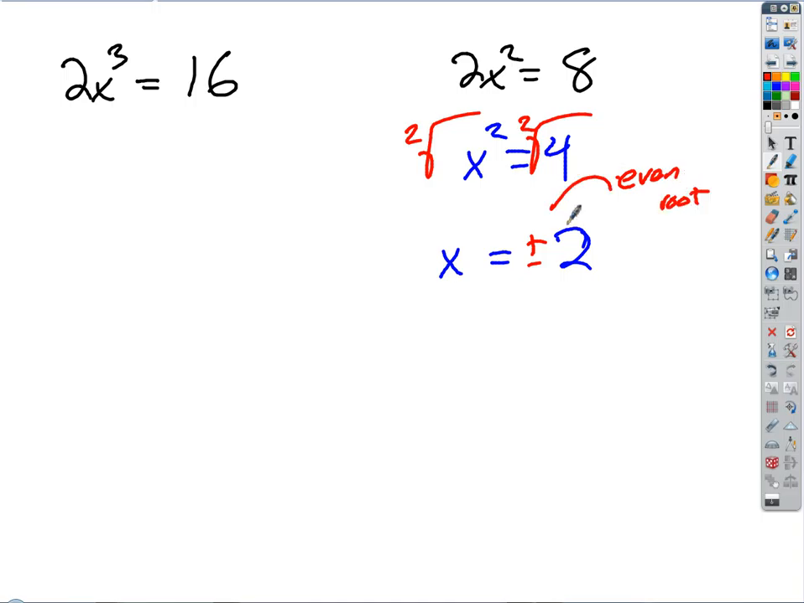Okay, let's do the one on the left. This is a chapter 7 problem. And you'll see that it's actually easier. It's actually an easier problem to do. What do we do over here? What are the 2 steps in order? Divide by 2. Root.